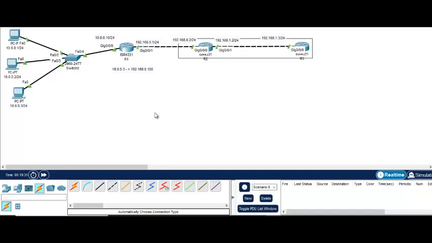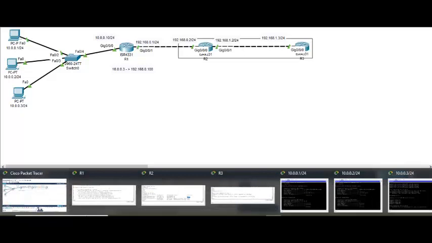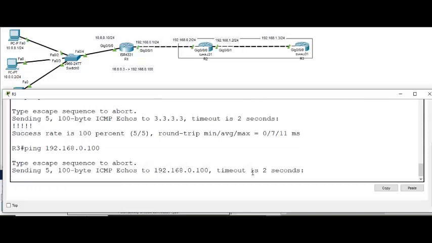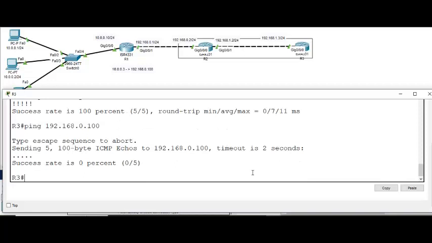See, from R3, when you ping 192.168.0.100, now it won't ping. But after I configure NAT, it will ping. Whom will it ping? It will ping the third computer. What's the IP address of the third computer? The original IP address? Yes, 10.0.0.3.